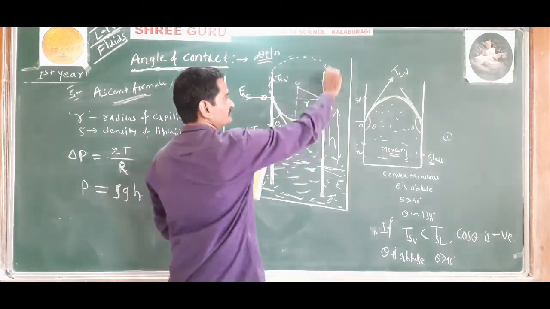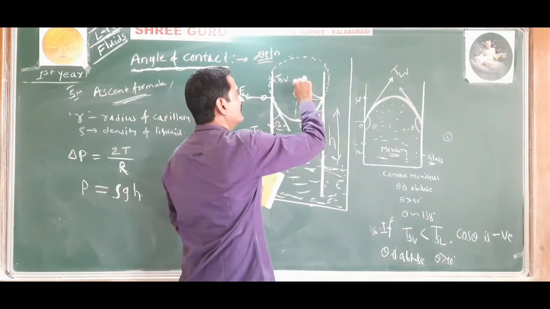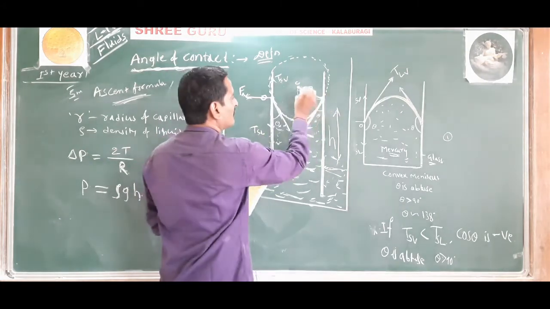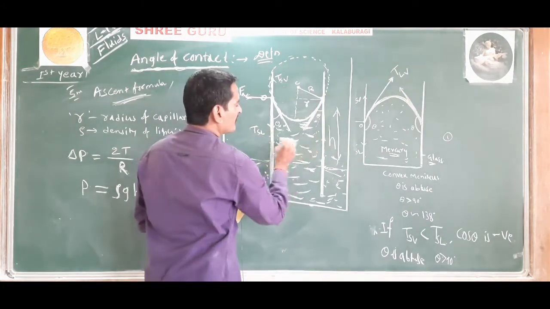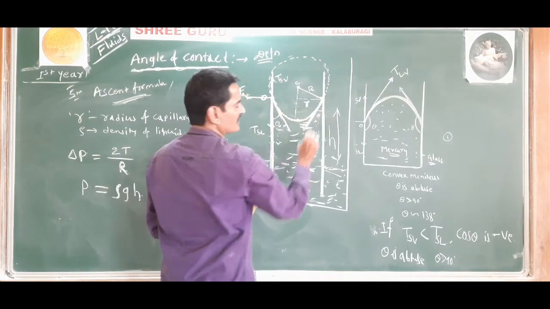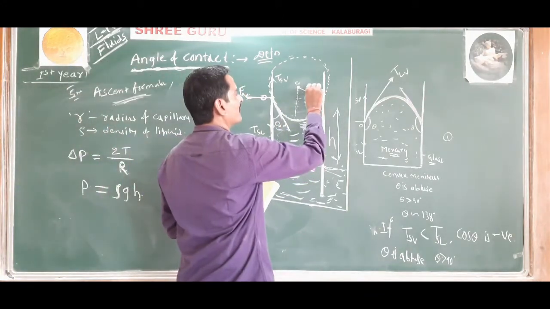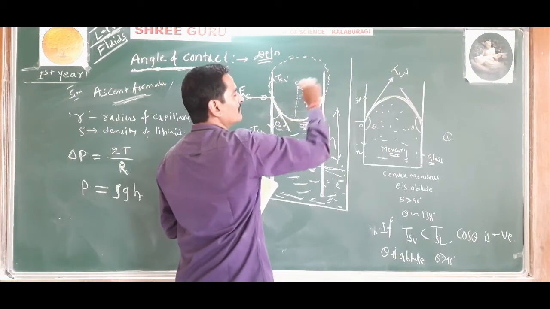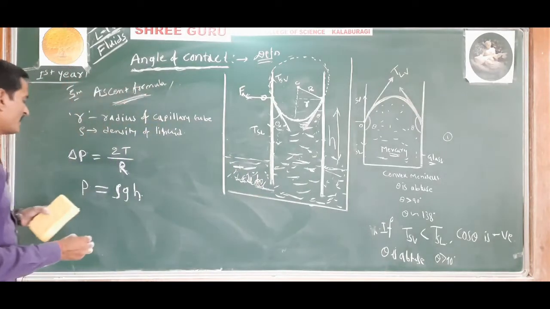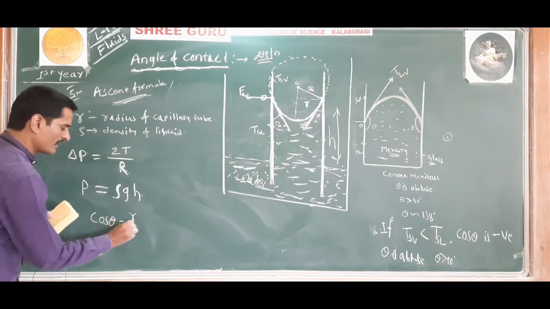This is a sphere, and this is the center of the sphere. This will be the radius of curvature of the concave meniscus, that is capital R. And this point is at the center of the glass tube. So from here to here, the distance will be the radius of the glass tube, and this will be the radius of the concave meniscus. Understood? If theta is the angle, then we can write cos theta is equal to small r divided by capital R.